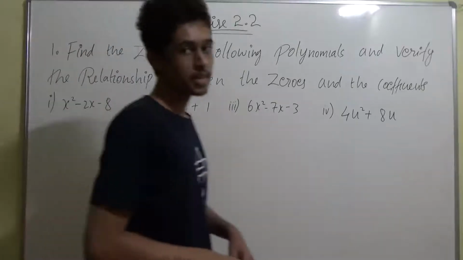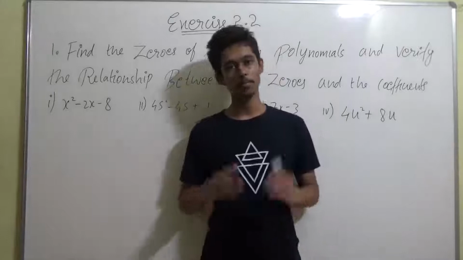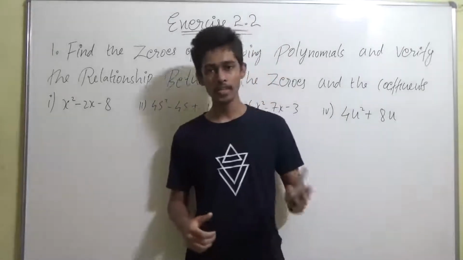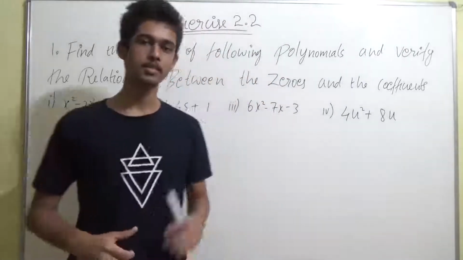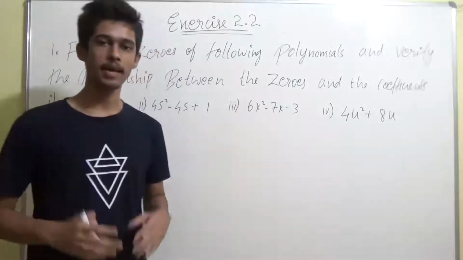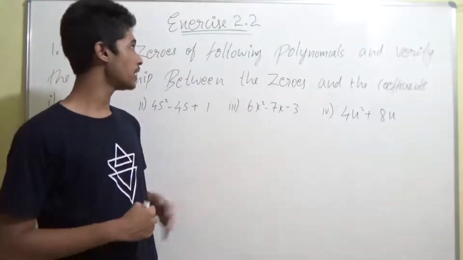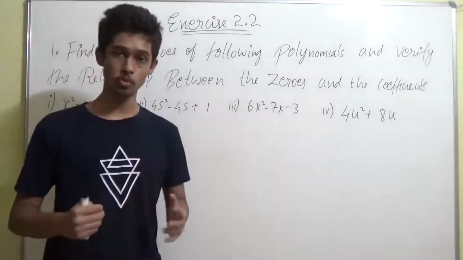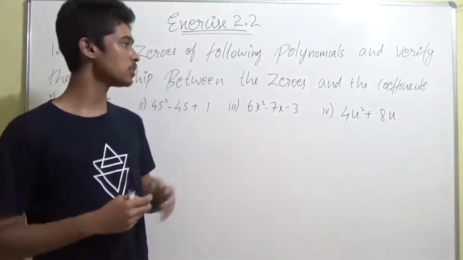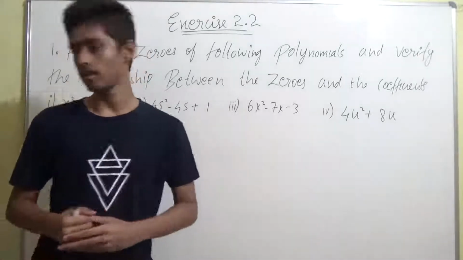Hello guys, welcome to the fourth lecture of the chapter Polynomial. Now, after learning the relationship between the zeros of the polynomial and their coefficients, let's go ahead and try to solve the exercise 2.2 in which the same concepts are going to be used.